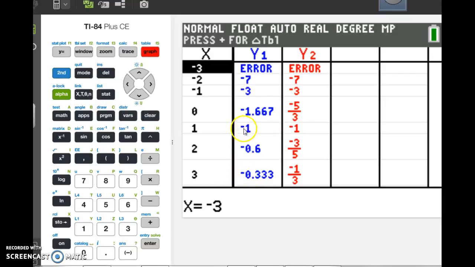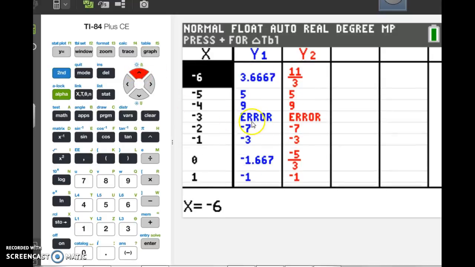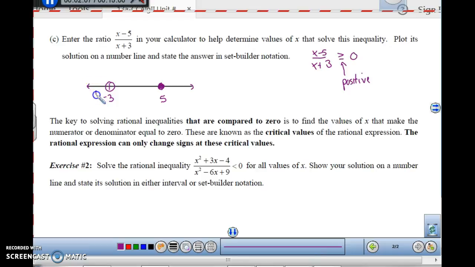Okay, so we were looking at the critical point of negative 3. That was my first value. You can see right here this is an error because remember that's the value that makes it undefined. So if this is undefined, all right, negative 3, that is one of my critical points. It can't be included. All right, but if I look less than negative 3, look at my values here. I have positive values. All right, so if I mark my picture here, this section from negative 3 this way is going to be positive.